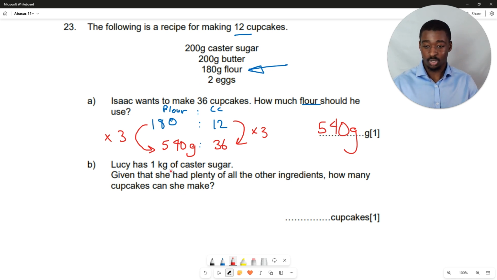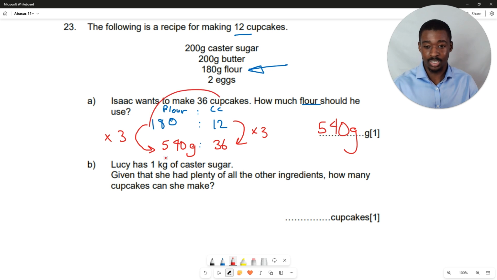So now for part B, we're told that Lucy has 1 kilogram of caster sugar. Given that she has plenty of all the other ingredients, how many cupcakes can she make? So we're only going to be limited by the amount of caster sugar that Lucy has. Nothing else. We have plenty of everything else. It's in abundance. So we need to work out how many cupcakes can be made with 1 kilogram of caster sugar.